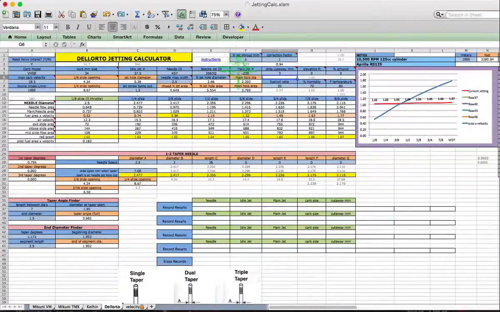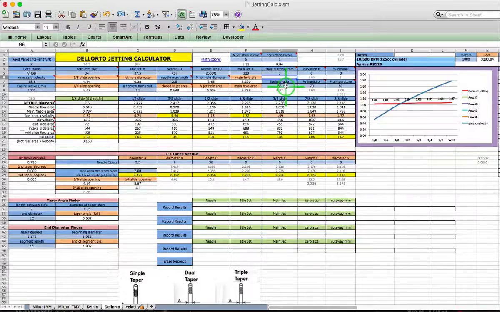Then you got the main jet number right here, and then these the slide cutaway, elevation, percent ethanol, and the gasoline, which, if you don't know, and it doesn't say on the gas pump, you can buy an ethanol percentage tester from Amazon for like $10. Outside temperature, percent humidity, fuel oil ratio.